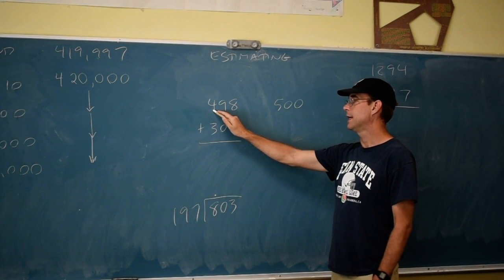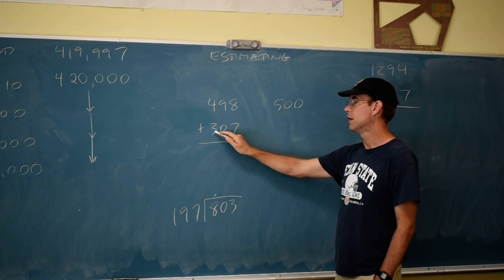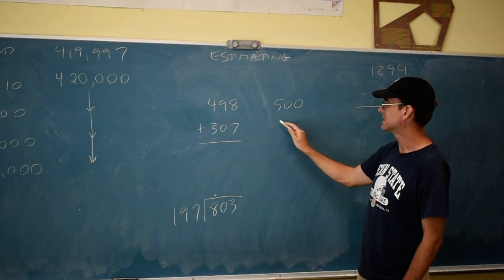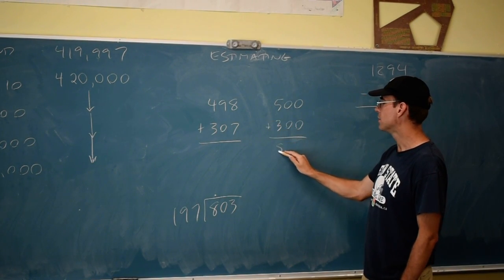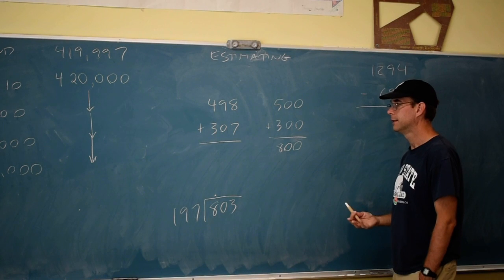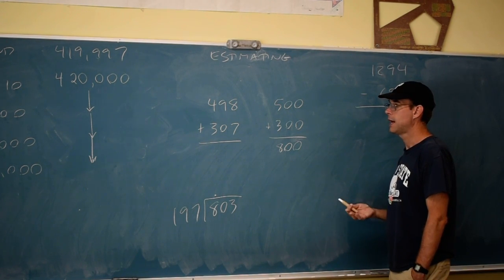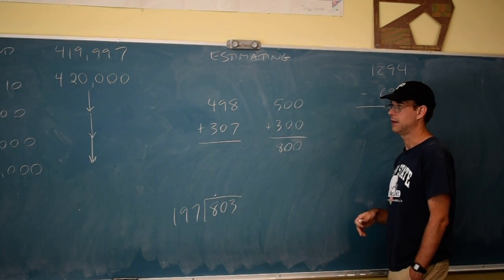If you round to this place, 498 is super close to 500. 307, you want to round that to the same place, that's about 300. If you add those up, you're going to get about 800, that's estimating. True answer, 805, we don't care about the true answer at 805.